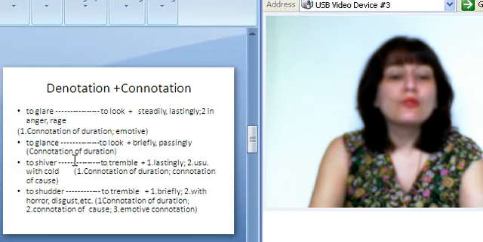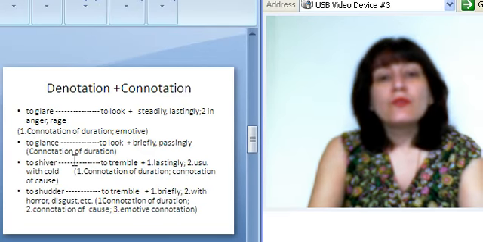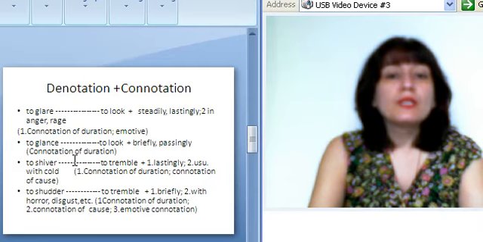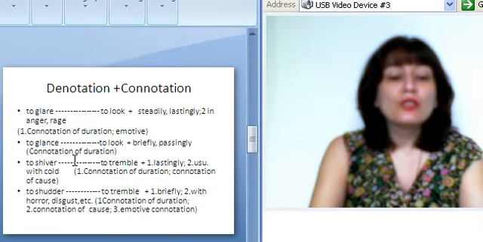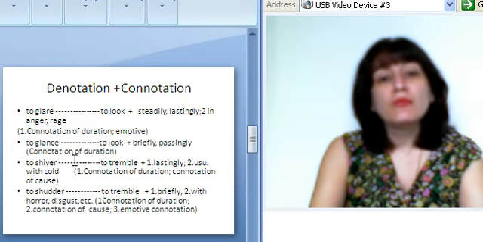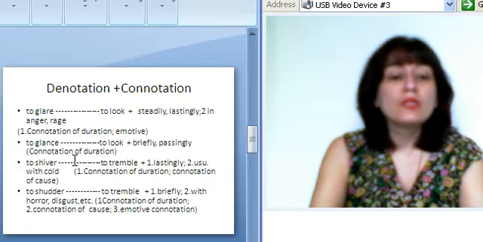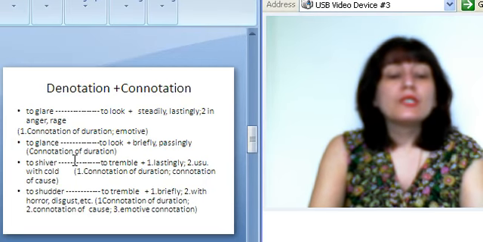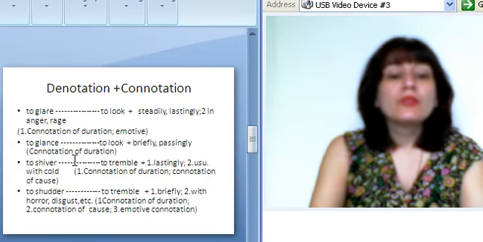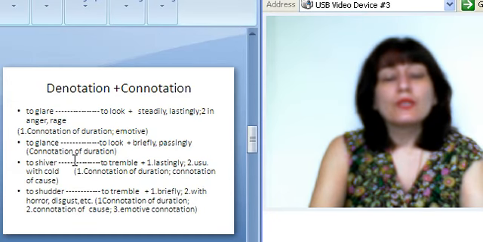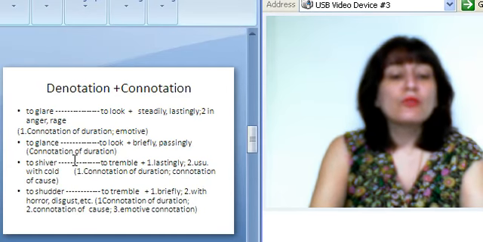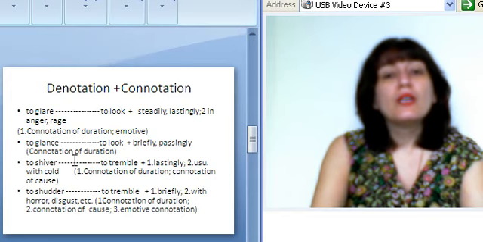To shiver is to tremble, plus lastingly, usually with cold. It is connotation of duration and at the same time connotation of cause. To shudder is to tremble, plus briefly, with horror, disgust, etc. It is connotation of duration and at the same time connotation of cause and emotive connotation.